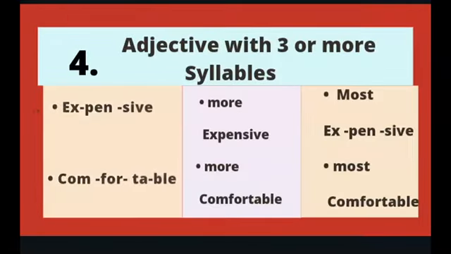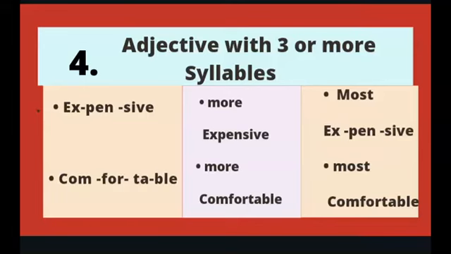Rule number 4. Adjectives with 3 or more syllables. Now look at the first example. Expensive. There are 3 syllables there. Now to get the comparative form, we need to add the word more in front of the word. So expensive, more expensive. To get the superlative degree, we need to add the word most in front of the word. So it will become most expensive.